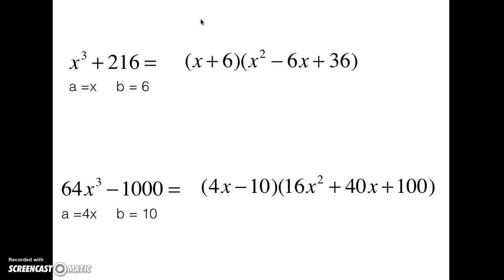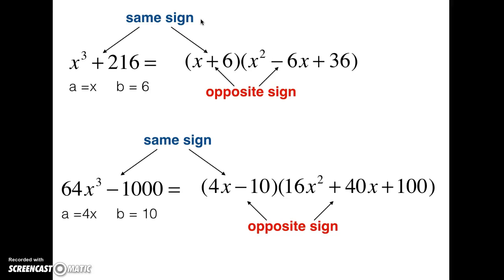Be very careful of the sign. So first thing you need to check is that you have the same signs in the first set of parentheses that you do in your original problem, and that you have opposite signs here. And your final term should always be positive because we're squaring it.